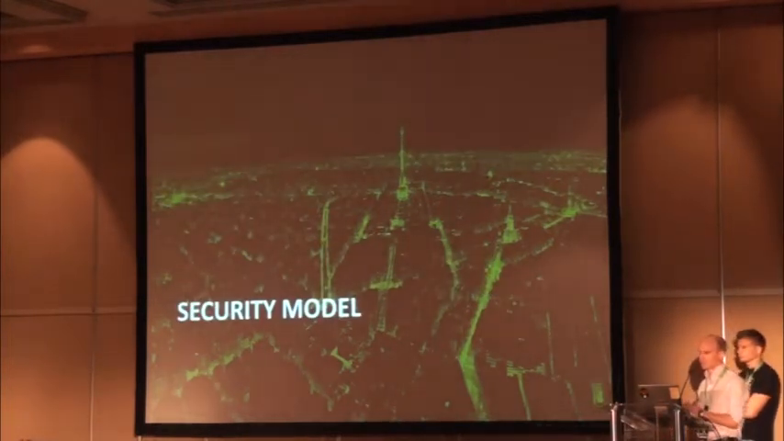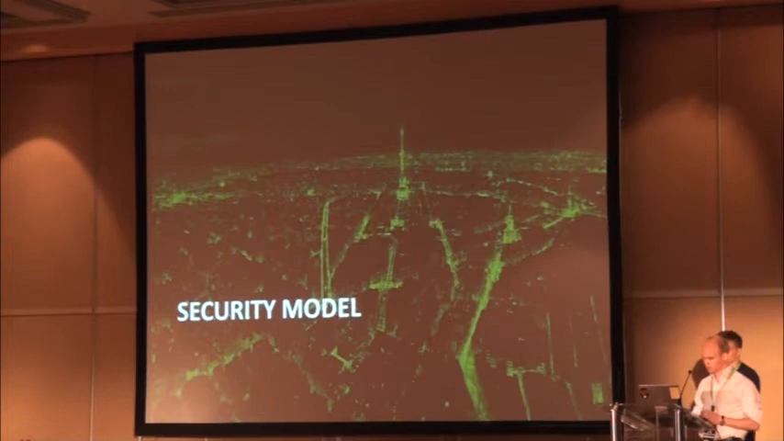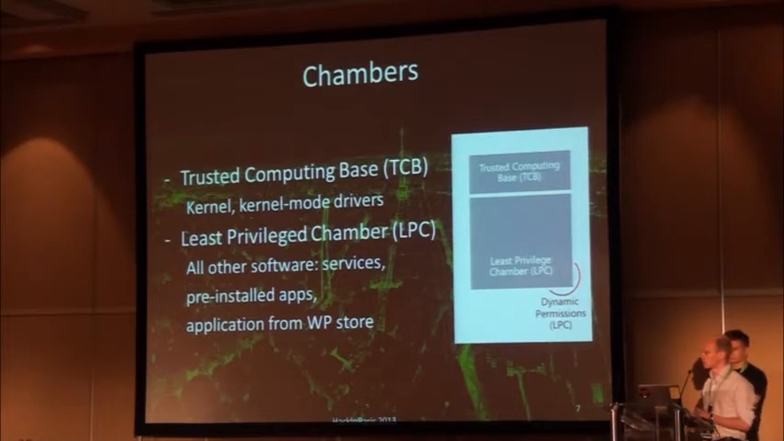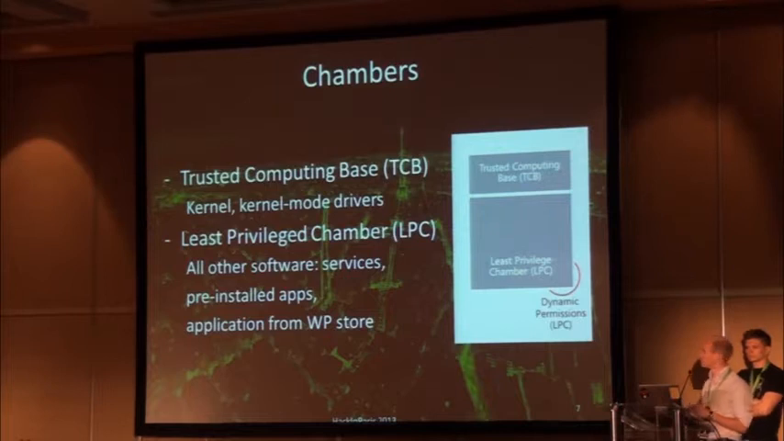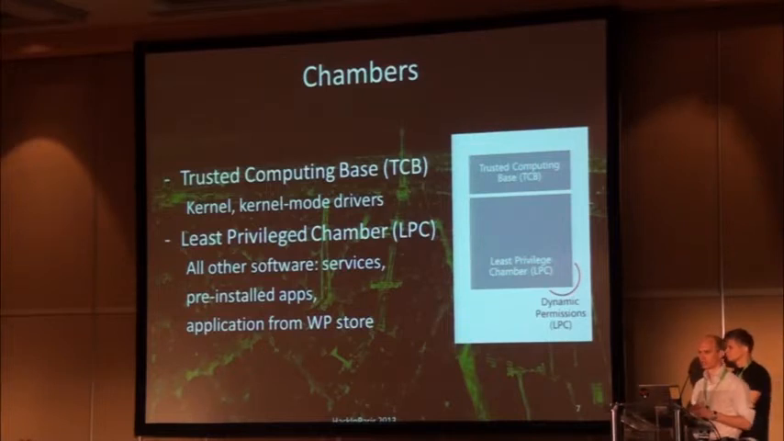So now let's see what Windows Phone 8 offers us from the security point of view. The Windows Phone 8 security model is based on several concepts. The first concept is chambers. Chambers are some kind of boundaries which allow or disallow applications to do certain things. So we have two chambers. The first one is called Trusted Computing Base. All kernel level software runs in this chamber. And the second chamber is called Least Privileged Chamber. So every non-kernel level software runs in this chamber.